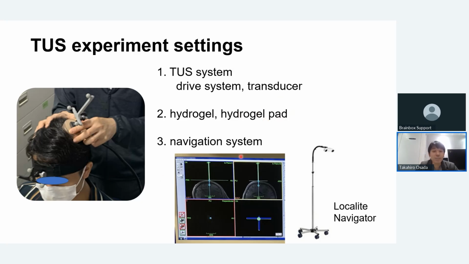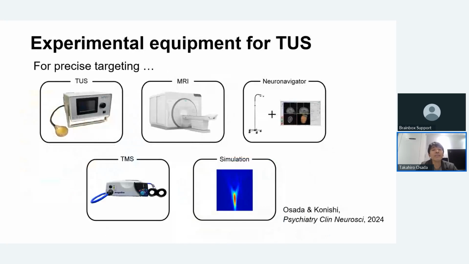Because of the high spatial precision of the system, a neuronavigation system is required to target the desired structure in each subject's brain. These are tracking markers for the transducer and a tracking marker for the head of the subject. For precise targeting, it is important to combine various methods to conduct TUS experiments in humans, like TUS, MRI, neuronavigation, and TMS, and also simulation.